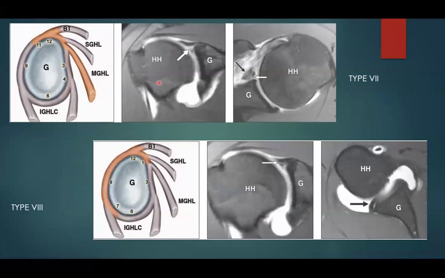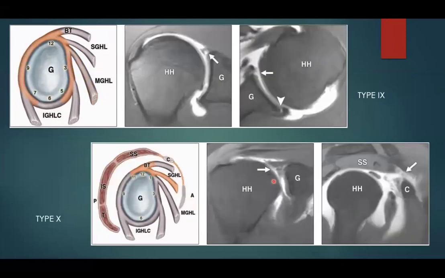Type 8 SLAP tear shows SLAP tear with extension to the posterior inferior labrum extending from 1 o'clock to 7 o'clock position. Type 9 shows detachment of the labrum from glenoid as a result of significant anterior and posterior extension of the superior labral tear. Type 10 shows superior labral tear with extension to the rotator interval or structures crossing it, including the long head of biceps tendon, superior glenohumeral ligament, and coracohumeral ligament.